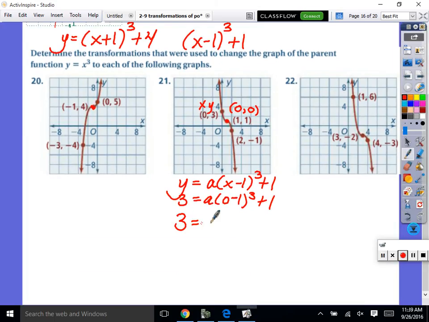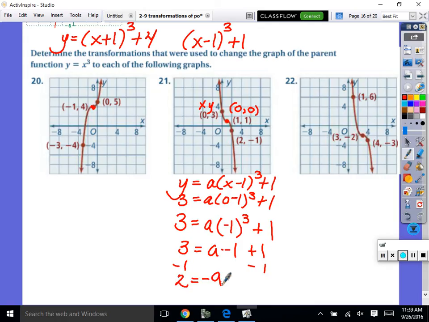So we have 3 is equal to a times negative 1 cubed plus 1. So we're going to have 3 is equal to a times negative 1 plus 1. When we subtract 1, we get 2 is equal to negative a. So we'll divide by negative 1, divide by negative 1. So we get a is equal to negative 2. So we have negative 2, and then a, and then we have this function. Now notice that negative was our reflection over the x-axis. Do you see that?